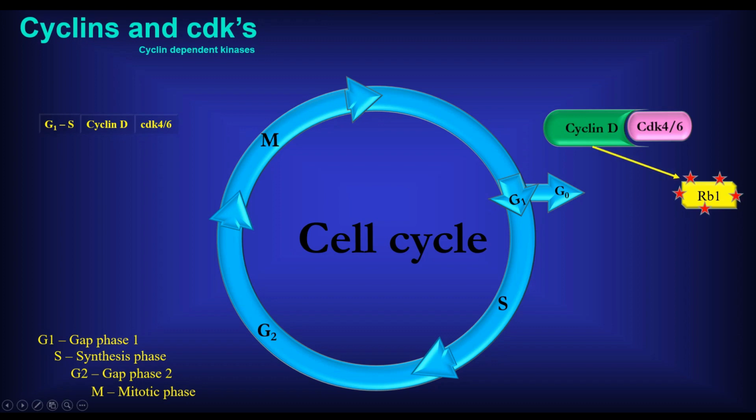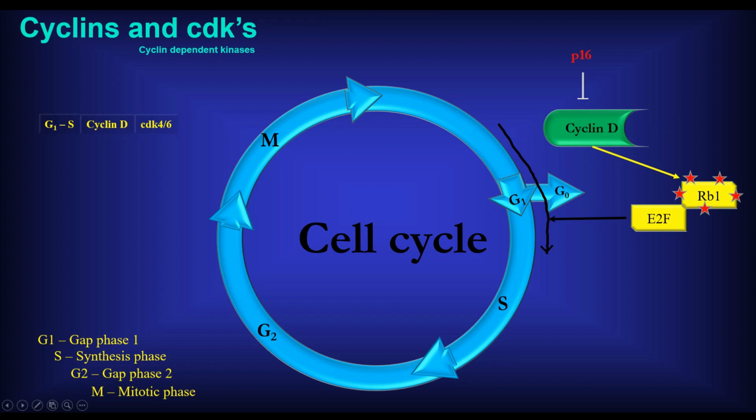Once RB, that is retinoblastoma, is phosphorylated, it can combine with another transcription factor called E2F, which will allow the G1 to S transition to happen. Once this job is done, this cyclin D, CDK4, RB, E2F should dissociate. For that to happen, a protein should appear, which is P16.